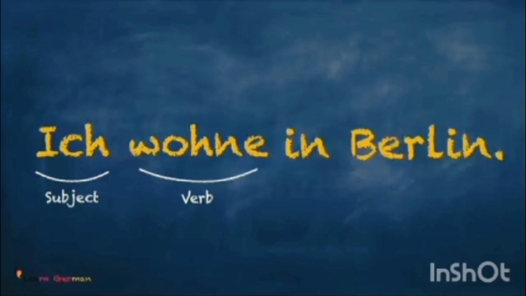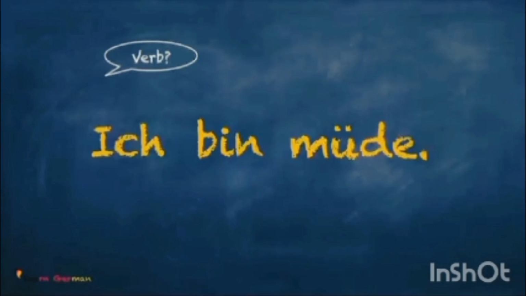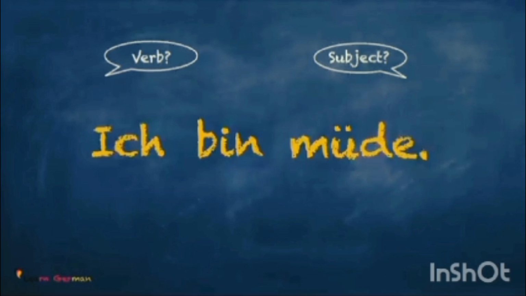The basic rule of sentence formation in German is that the verb is in second position. There are a few exceptions we will learn later. Now it is your turn to analyze this sentence. So what do you think? Where is the verb and what's the subject? Ich is the subject and bin is the verb in second position.